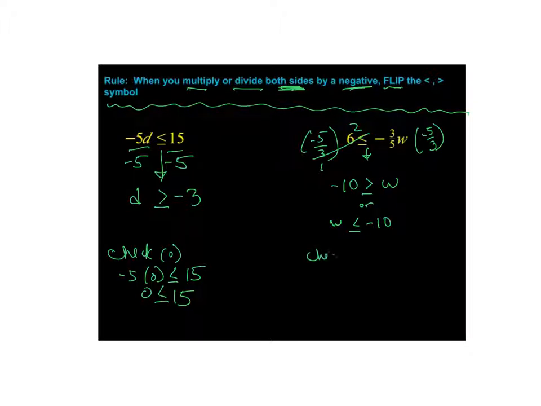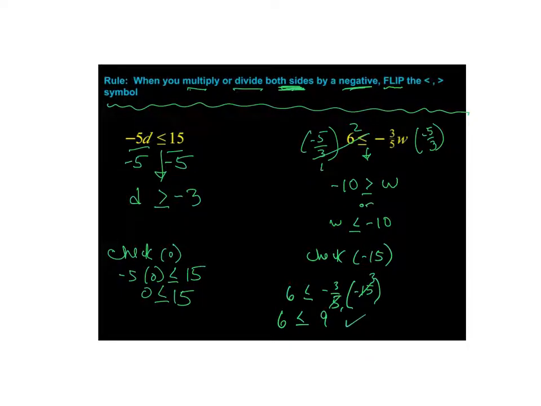I'm going to check it with a negative 15, right? That's a number that's less than negative 10. Let's see what happens when we check it in the original. 6 is less than or equal to negative 3/5 times negative 15. That's 6 is less than or equal to 9. And look at that. It checks.